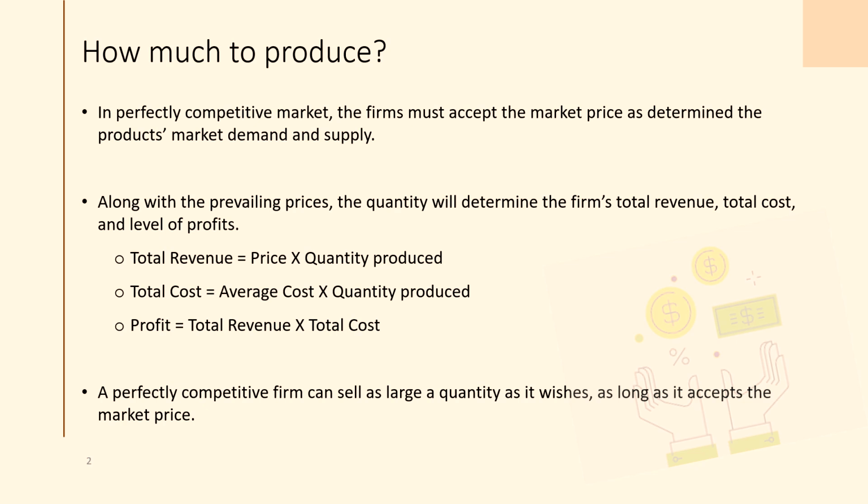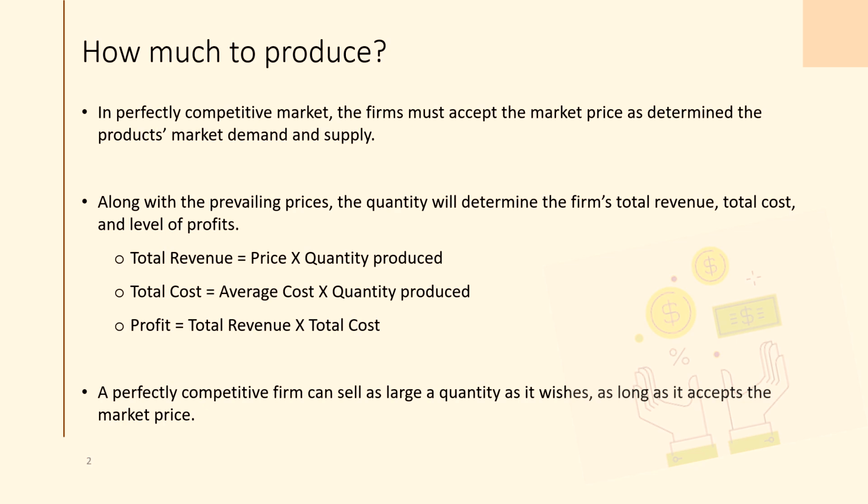So let's begin by connecting the firm's decision to basic economic equations. In a perfectly competitive market, the firm must accept the market price determined by the supply and demand. The firm cannot choose the price, so its only decision is the quantity of output. We define total revenue as total revenue equals price multiplied by quantity. This means that for every unit the firm sells, it earns the same price.